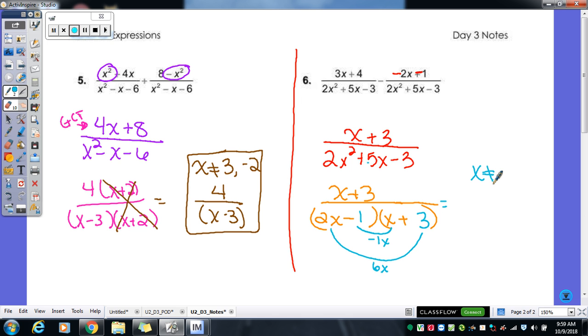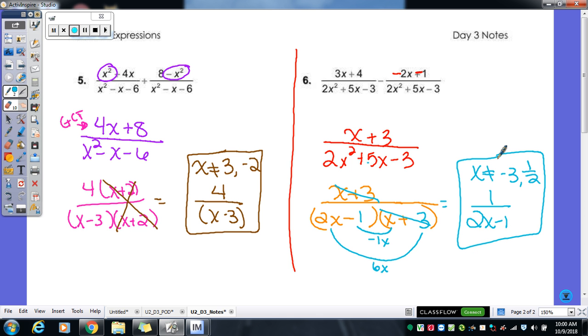So our two restrictions this time would be negative 3. And that 2x minus 1, does anybody know what that would give us as a restriction? 1/2, good job. So negative 3 and 1/2. Got to add the 1, divide by 2. So our x plus 3's cancel, and we get 1 over 2x minus 1 as our final answer.